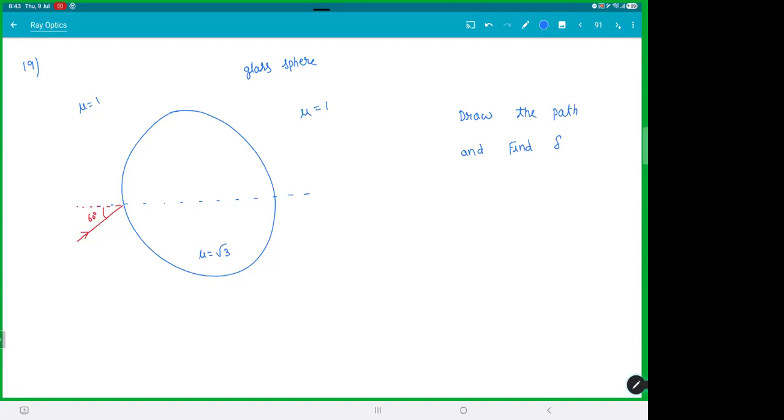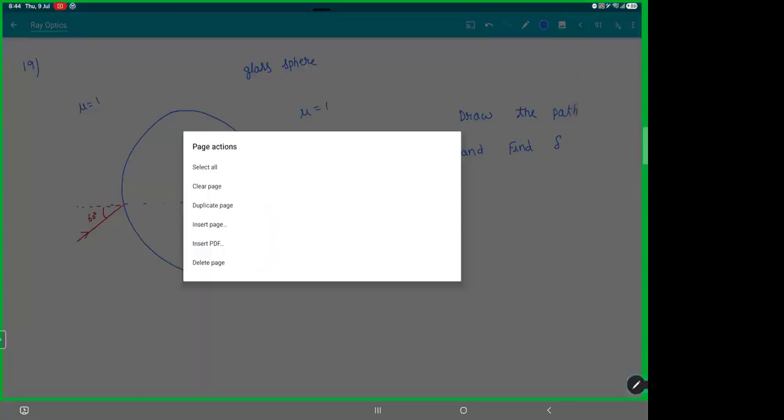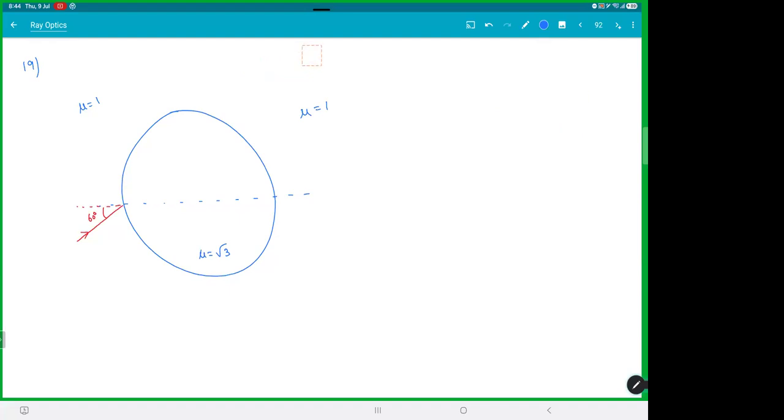Let's see. Yeah, right. Deviation is 60. Right, Arya? Right, Samya. Look at this thing. So for the sphere, the normal is this blue line. Apply Snell's law. Mu1, that is 1, sine 60 is equal to root 3 sine r. Sine r would be half. r is equal to 30 degrees.